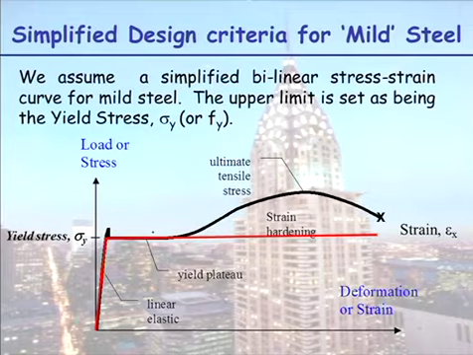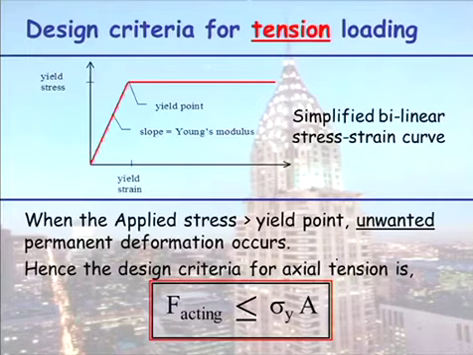And the upper limit is set as our yield stress. So what we're saying is we're not going to rely on any extra strength that we may have through strain hardening, because if we do rely on that extra strength, to actually get there it might have to strain a lot and we might never reach that level of strain. So we don't rely on things like that.